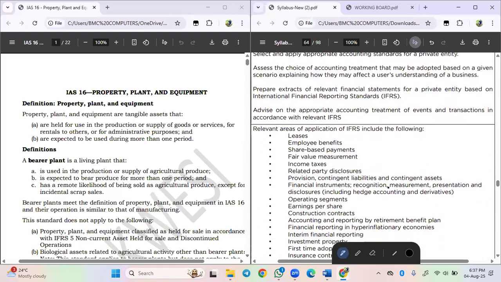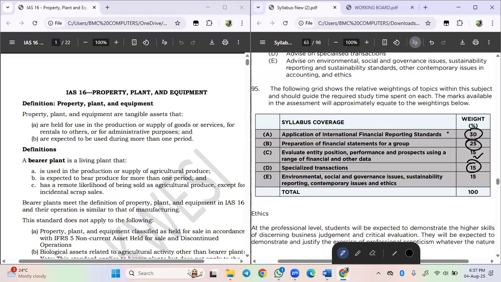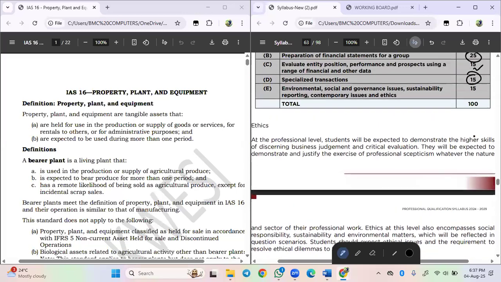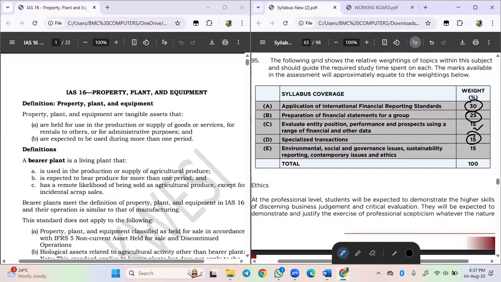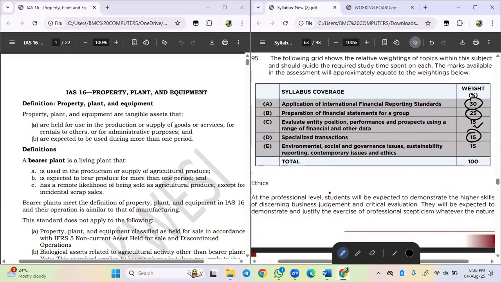So I think we have the syllabus you can go through and read. As you can see, the standards carry the highest marks, 30 out of the 100. Question 2 will be 20 marks of the standards, and question 3A is 10 marks. And sometimes in consolidation, you need knowledge of at least 2 standards to be able to solve the question. So today, without wasting much time, I want us to start with PPE.